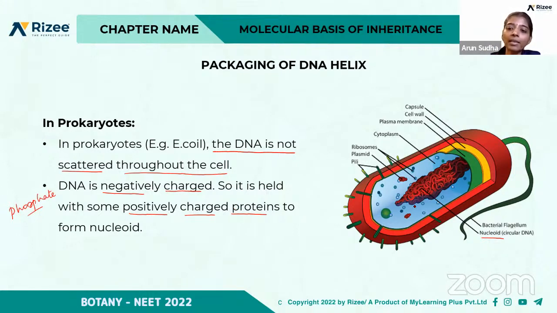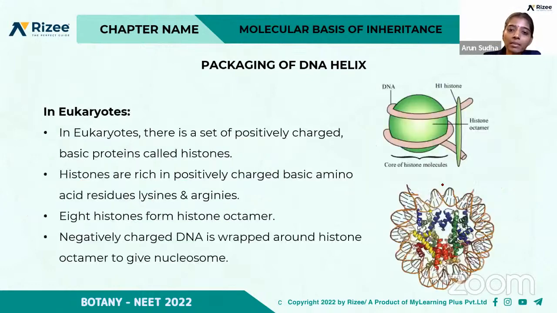So it is present in the center, right? So it is not present throughout the cell. And if you take the eukaryotes, there is a set of positively charged basic proteins which are called histones. So these are present only in eukaryotes. So these are the specific feature in eukaryotes, right?